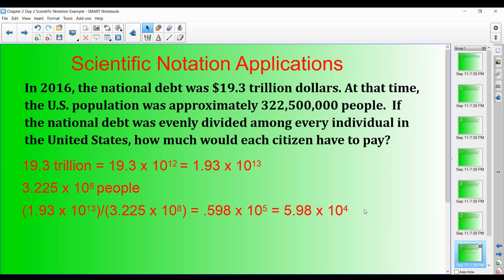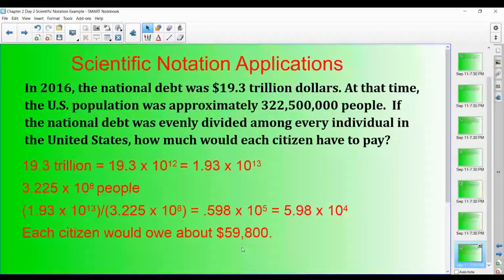Now, the last thing, since this is an application problem, we probably want to convert this into a dollar amount to see how many dollars each person would actually owe. So we're going to move the decimal 4 places to the right, add zeros when necessary, and each citizen would owe about $59,800. So if everyone paid about $60,000, all the adults, all the children, everyone in between, then the country would be out of debt. And this is how we use scientific notation to determine an application problem.